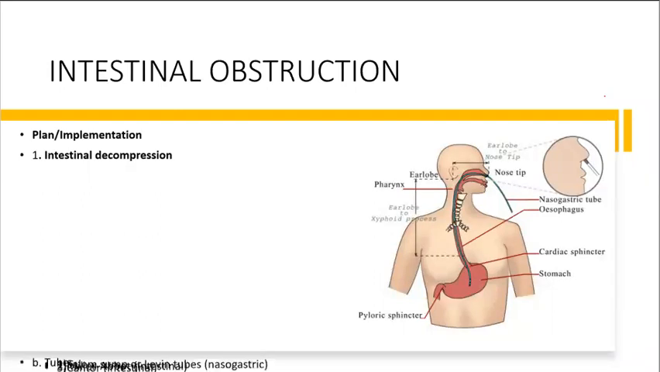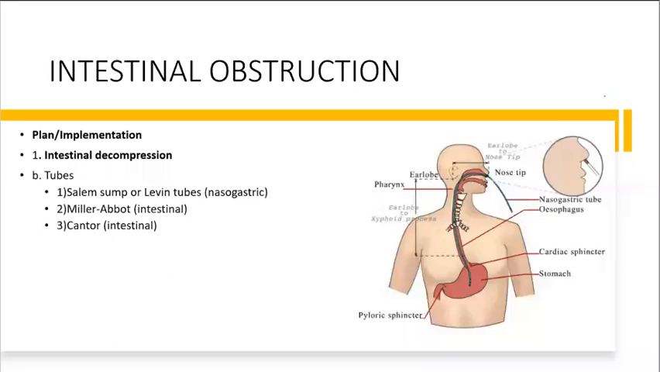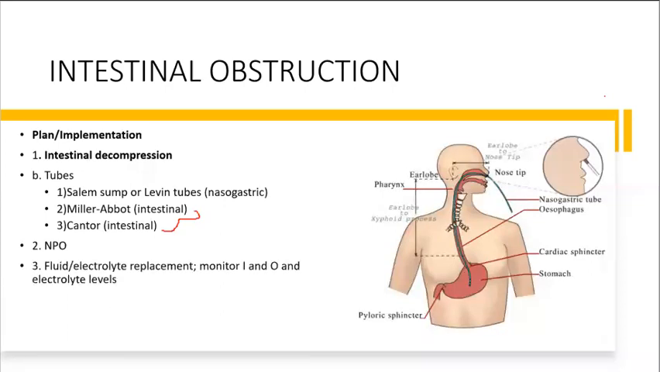Tubes we could use would include our Salem sump or our Levin tubes. So those would be your nasogastric tubes. Or we can use either of our intestinal tubes like your Miller-Abbott tube or your Cantor tube. We'll need to place this client on nil per oral. Fluid and electrolyte replacement. We need to monitor intake and output and electrolyte levels.